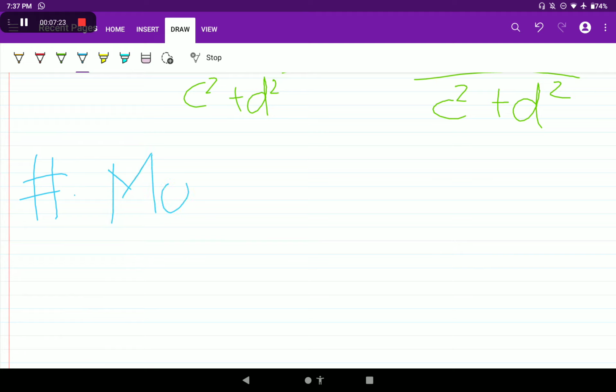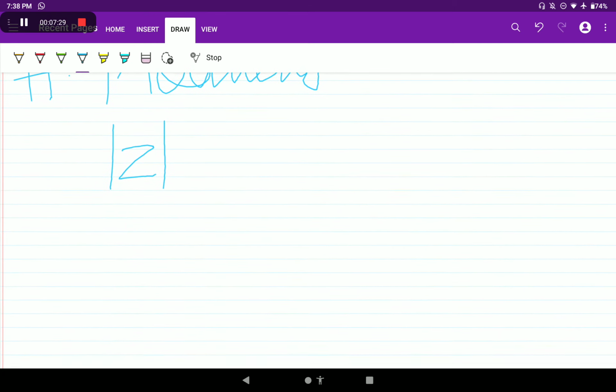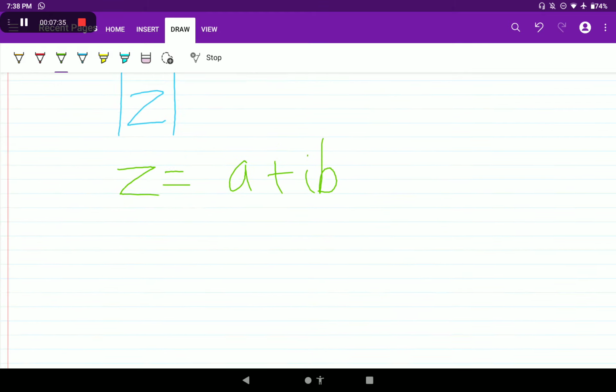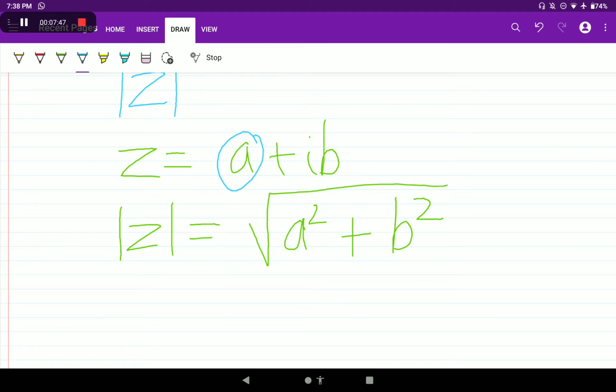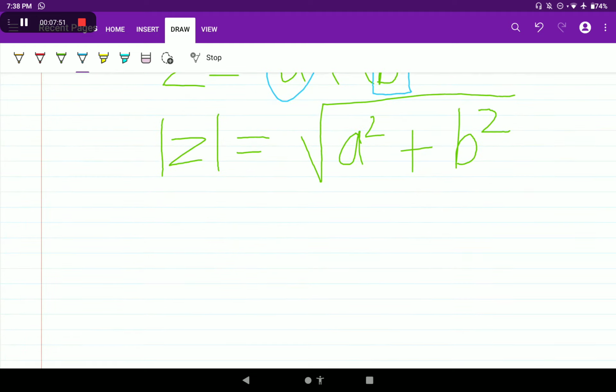modulus of complex numbers, mod or modulus. Okay, mod z representation, and let's say z is a plus iota b, so we have to find mod z, modulus of z. It is under the root of square of real part of z plus square of imaginary part of z. Here real part is a and imaginary part is the part with iota, which is b. Hope this is clear to you.